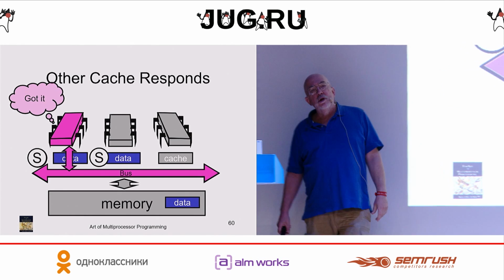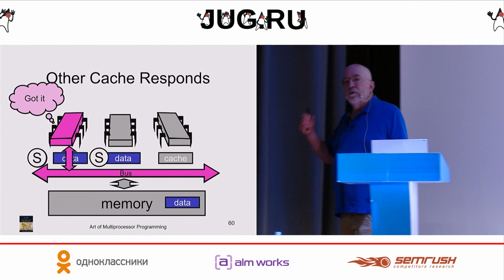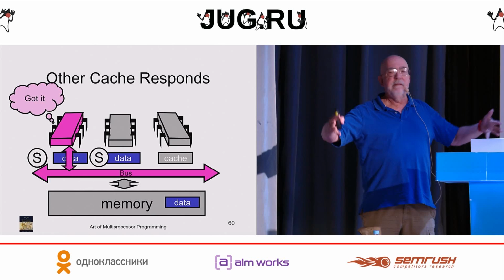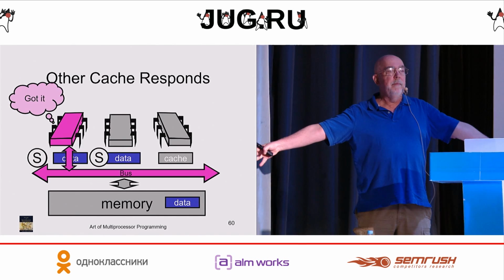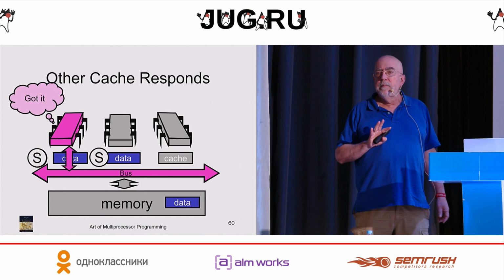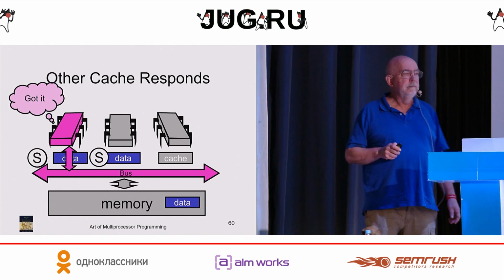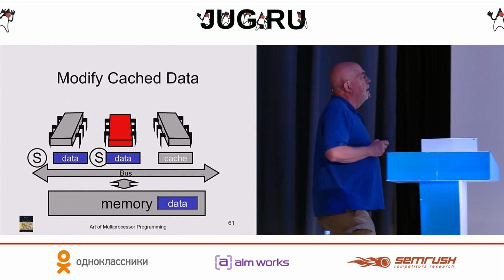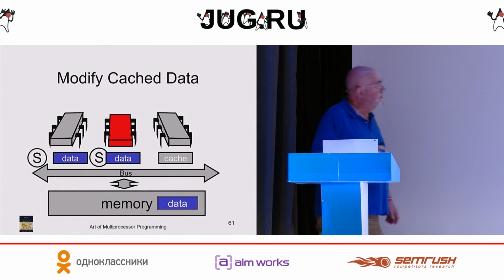So that says that each processor knows that I have a copy of the data, but someone else might also have a copy of the data. So I have to be careful with this because I don't want to confuse others. Okay, now the red processor is going to write the data.